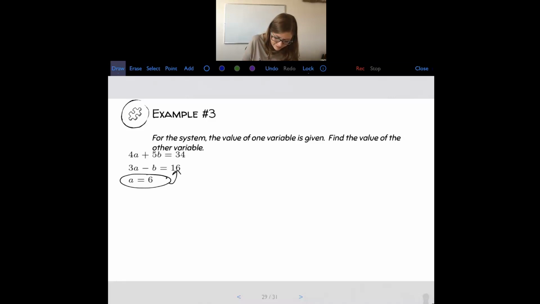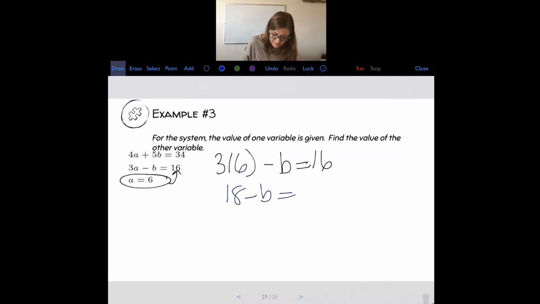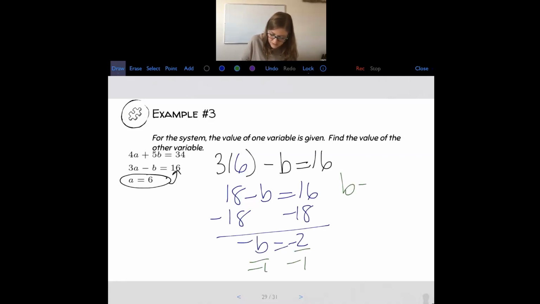Okay, so we have 3 times a minus b equals 16. Okay. So here we have 18 minus b is equal to 16. We subtract 18 from both sides. Negative b is equal to -2. And if you want, divide by -1 to see that b equals 2. Okay, so that would be the value of the other variable, and then writing this as an alphabetically ordered pair would be a comma b, so 6, 2.